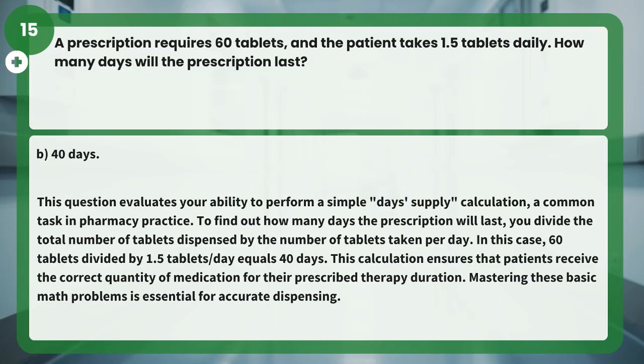Answer B. 40 days. This question evaluates your ability to perform a simple day's supply calculation, a common task in pharmacy practice. To find out how many days the prescription will last, you divide the total number of tablets dispensed by the number of tablets taken per day. In this case, 60 tablets divided by 15 tablets/day equals 40 days. This calculation ensures that patients receive the correct quantity of medication for their prescribed therapy duration. Mastering these basic math problems is essential for accurate dispensing.